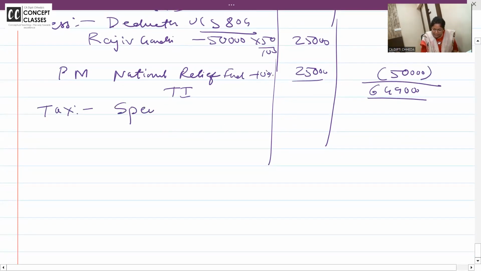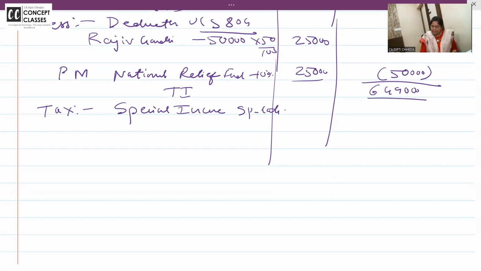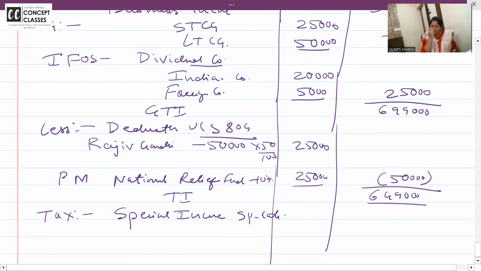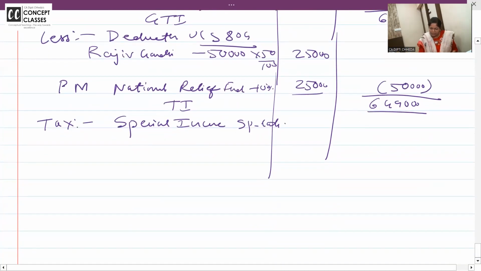Can we calculate tax thereon? When we calculate tax, there are special incomes with special rates. What is the special income in this? Long-term capital gain on assets. 20% is charged, while short-term gets added to the routine tax rate. So long-term capital gain on assets, how much is it? 50,000. On that you pay 20%. 20% of 50,000 comes to 10,000.